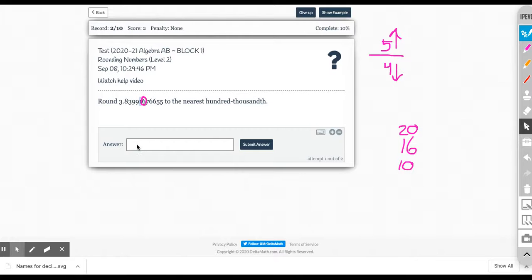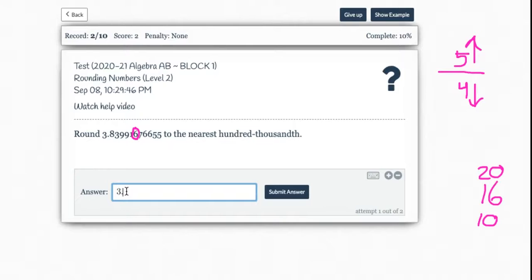So I'm going to type in the entire number until I get to the 1, but instead of a 1, I'm going to make it a 2. I don't type the 0. The zeros and beyond all get dropped unless it's in front of the decimal place. So this is the nearest 100,000th, and then hit submit.